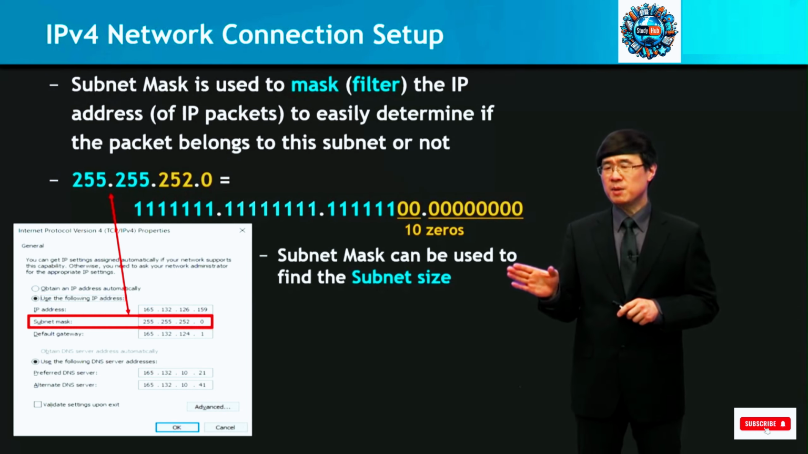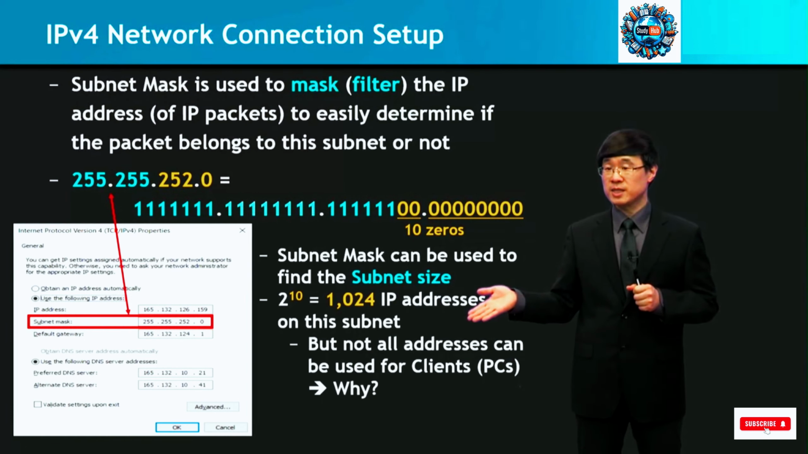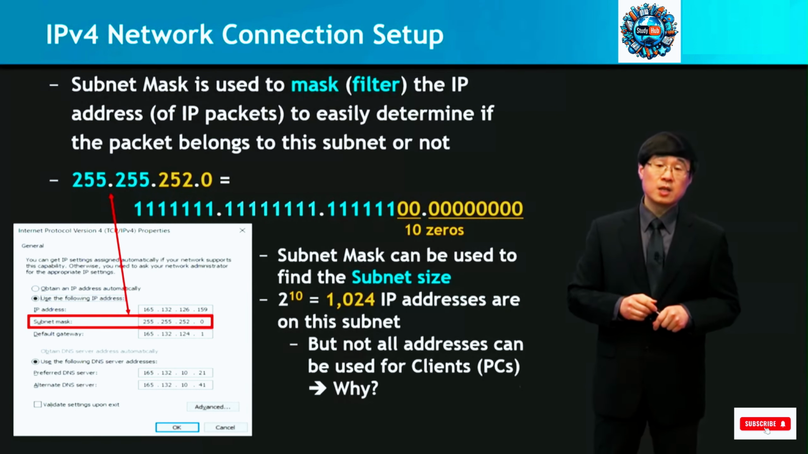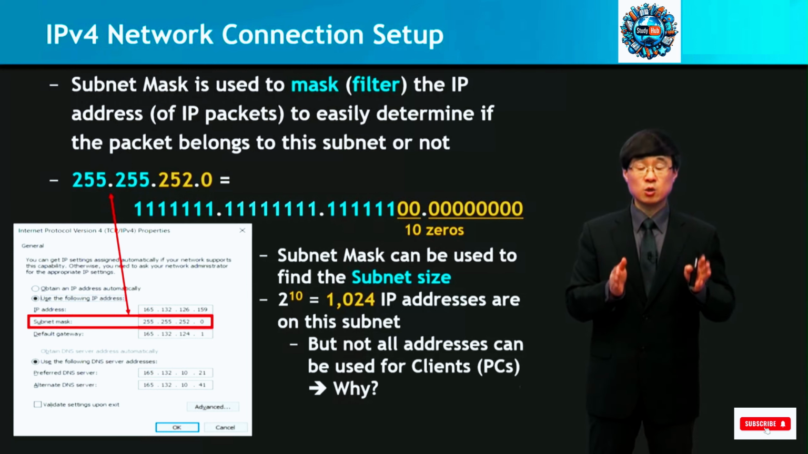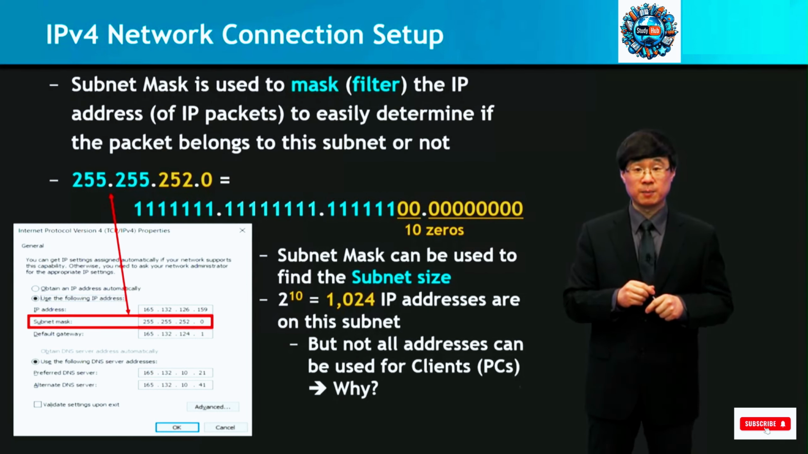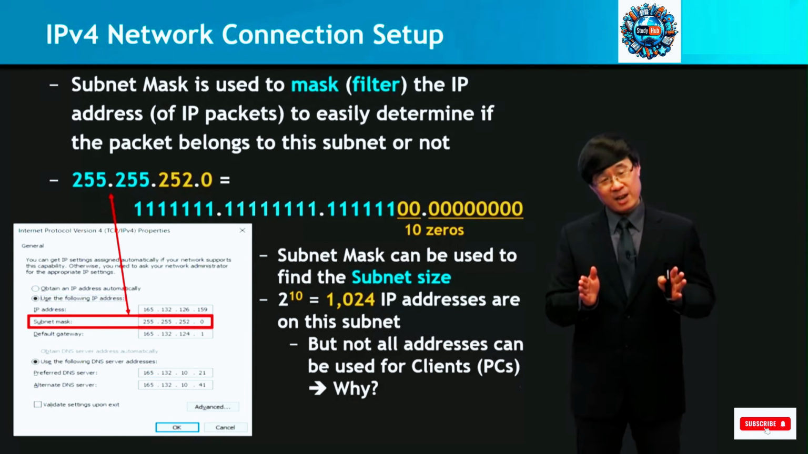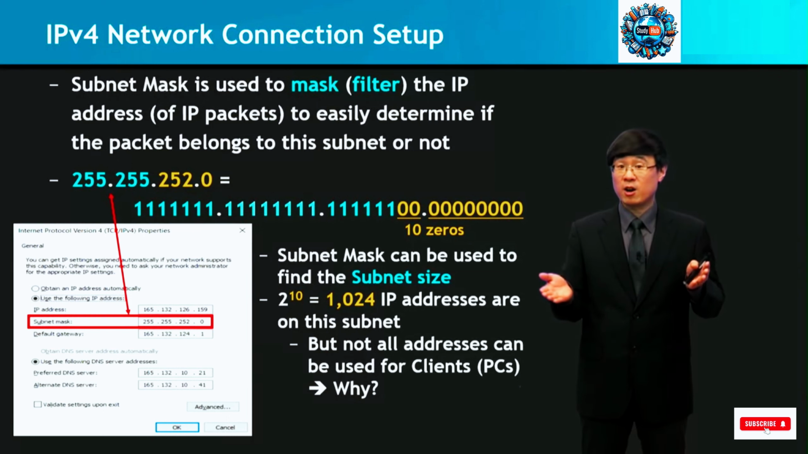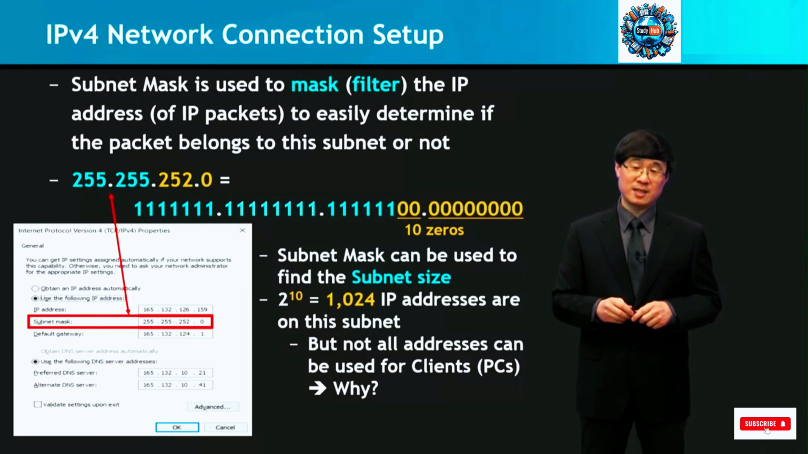Now, the subnet mask can be used to find the subnet size. In this example, we have 10 zeros down here, so therefore 2 to the power of 10 equals 1024. So in this subnet, there are 1024 IP addresses included. But not all IP addresses are going to be used for individual PCs. Some of them may be used for the internet connection itself, as well as some may not be used. They may be reserved for future use, and if they are not used in the future, then they're going to be wasted.